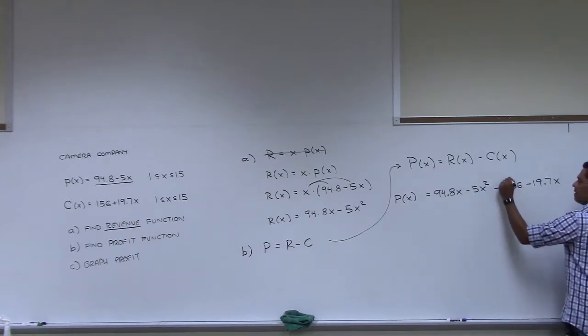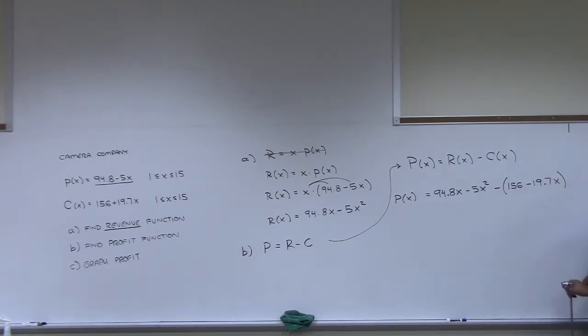Parentheses. Okay, you must have this in parentheses because you're subtracting the entire cost function, right? And if the cost function has two pieces, you need that negative sign to pass through to both pieces of the cost function. So if you leave the parentheses off, everything's going to be off. Understand?